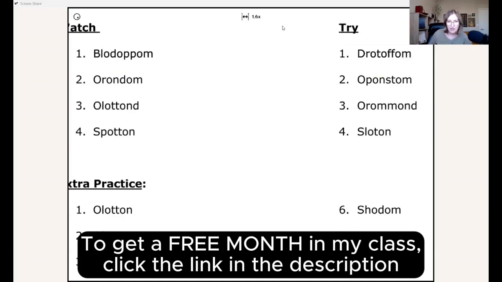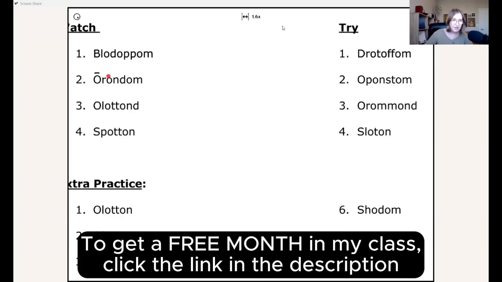Number 2. So we have an O sound. This O says O for two reasons. First, because it's the tap 2 rule. There's a vowel 1 or 2 doors down. The second reason that O will make its long sound is because there's an R after it. O will say O when there's an R after it.